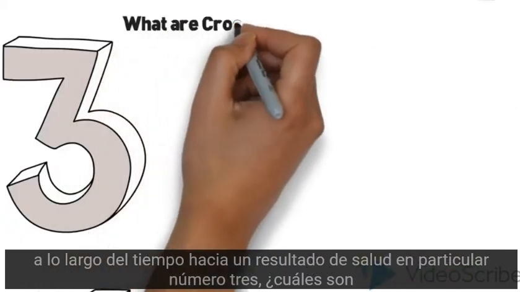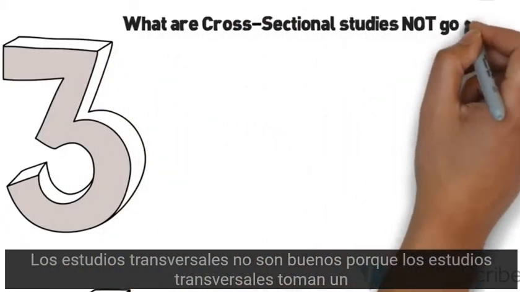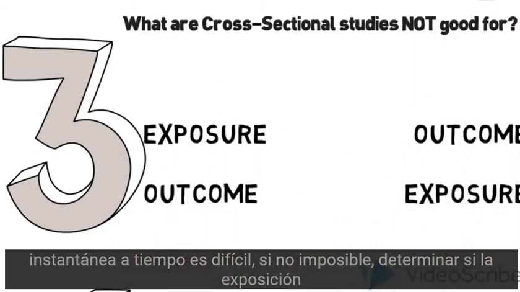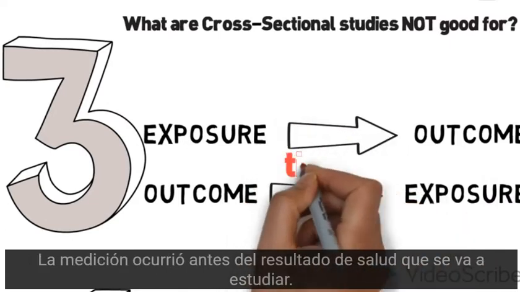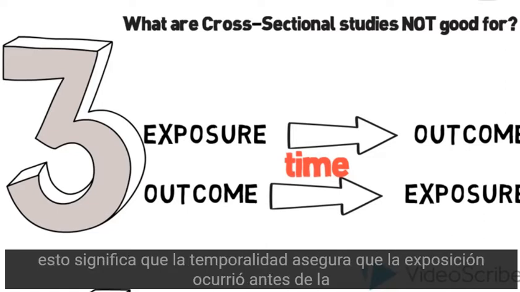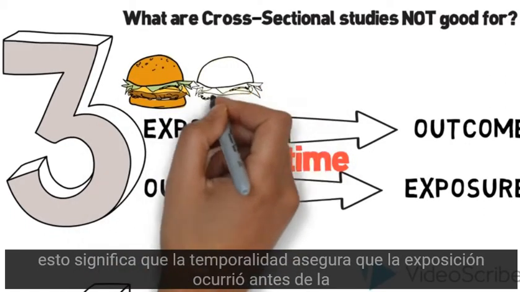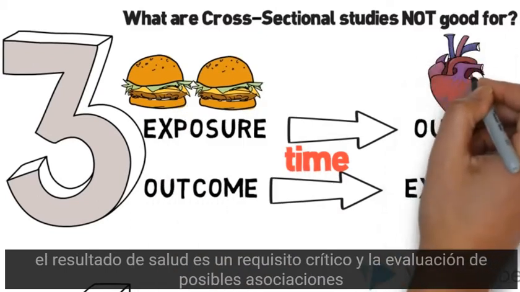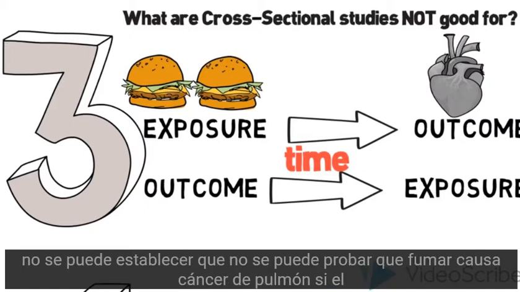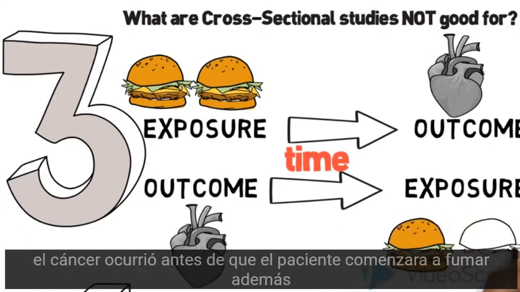Number 3, what are cross-sectional studies not good for? Because cross-sectional studies take a snapshot in time, it's difficult, if not impossible, to determine if the exposure being measured happened before the health outcome to be studied. This means that temporality, assuring that the exposure happened before the health outcome, a critical requirement in assessing possible associations, cannot be established. You can't prove that smoking causes lung cancer if the cancer occurred before the patient started smoking.